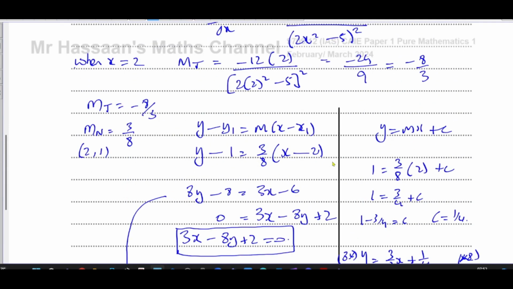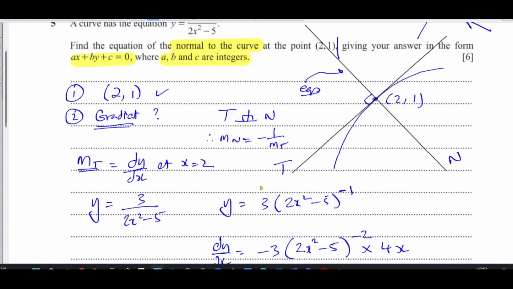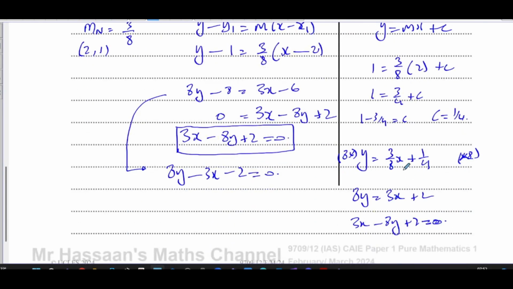So that concludes this question number 5 about the equation of the normal of this curve. Please take care to read the question and express the answer in the correct way. You don't want to be throwing away marks for silly things like not reading the question properly. Some people say, find the equation of the normal to the curve at the point 2, 1, and they stop there. The rest of the question, for them, is just decoration. We don't have to care about it, but you do have to care about it, because if you left your answer in this form, you would definitely lose marks. And I'm sure many people did. So be very careful about it.